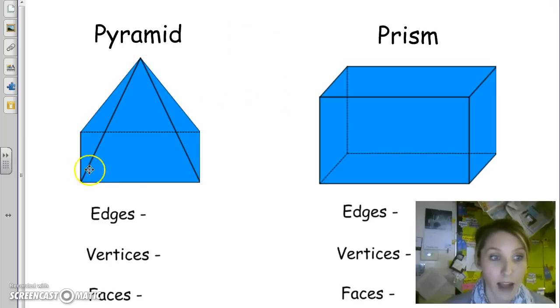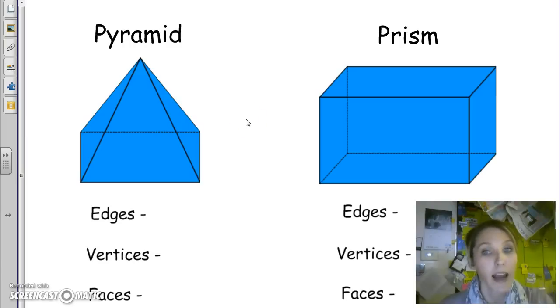Faces are the flat parts on a 3D object. So these flat parts are parts that we can slide our hands down and they feel nice and flat for us. So when we are going to be counting faces, we're counting those flat pieces. You'll also notice at the bottom there is a flat piece too. That is called a base.